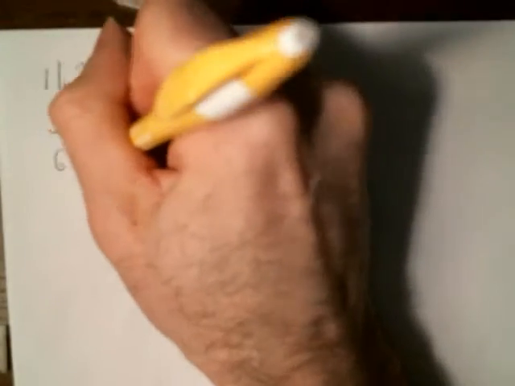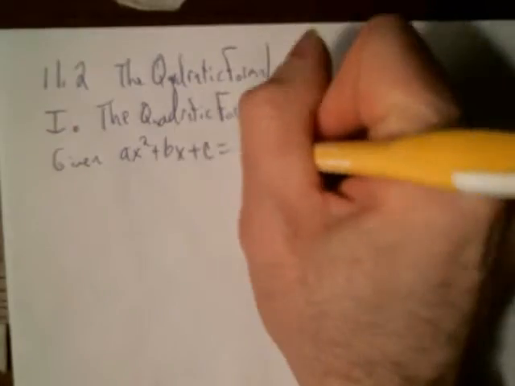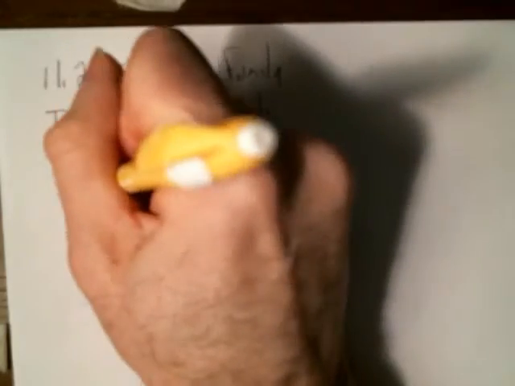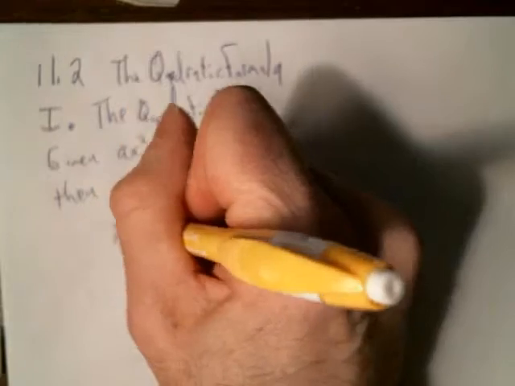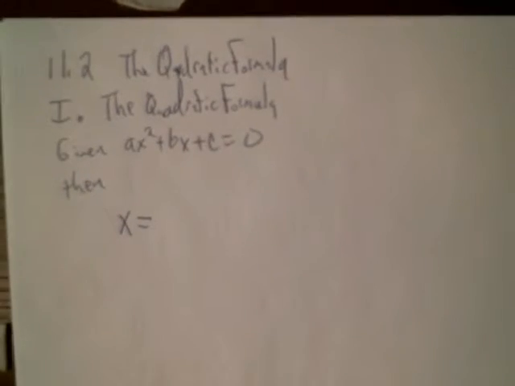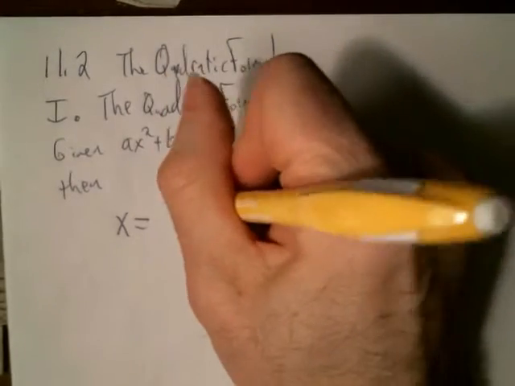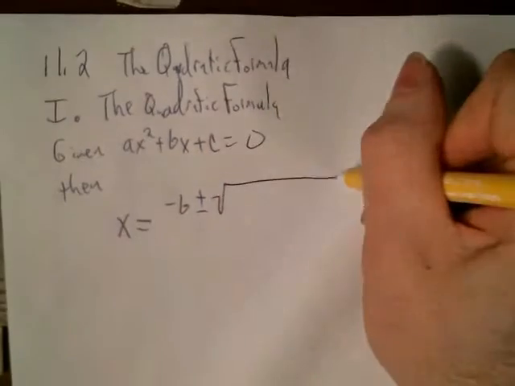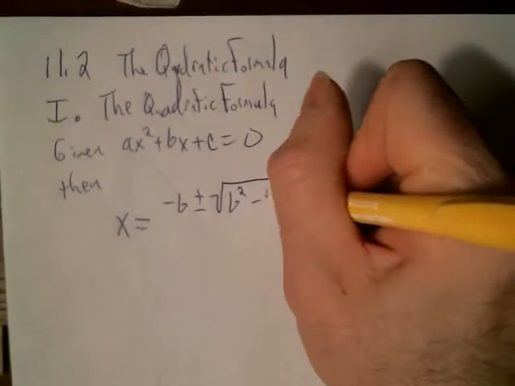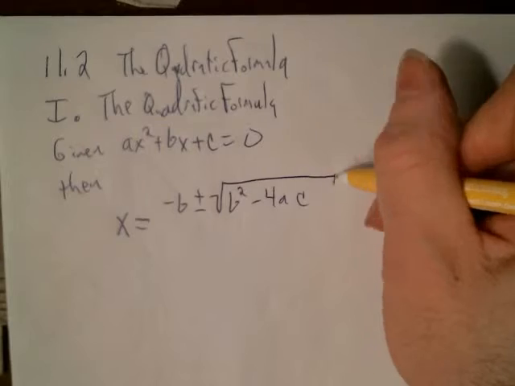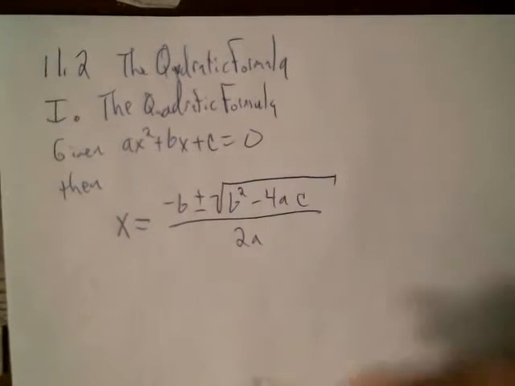If you're given an equation ax squared plus bx plus c equals 0, then the solutions can be found by just plugging them into this formula. So x will be negative b plus or minus square root of b squared minus 4 times a times c all over 2a. Okay, so you've got to have this memorized, all right?